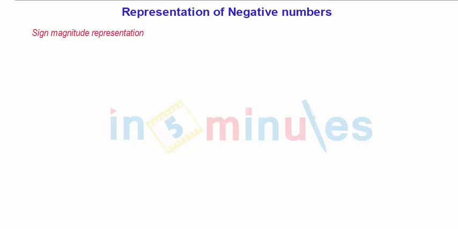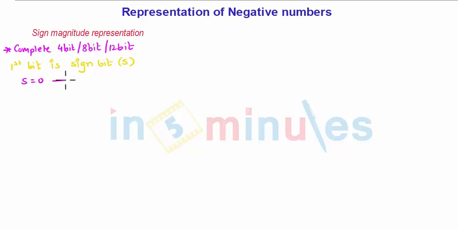Before going through the sign magnitude representation, I would like to clear one thing. You need to represent your number in a 4-bit, 8-bit or 12-bit pattern compulsorily, so that it will be easy to represent the number in sign magnitude representation, in which the MSB, or the first bit, is called the sign bit. Let us say that bit is S. If S is equal to 0, it indicates that your number is positive, and if S is equal to 1, it indicates your number is negative.